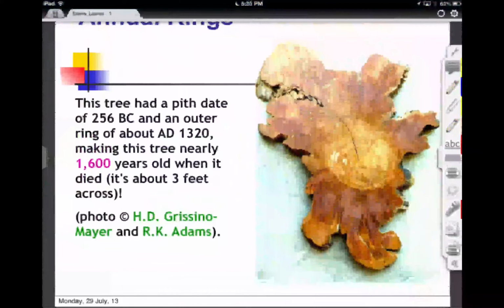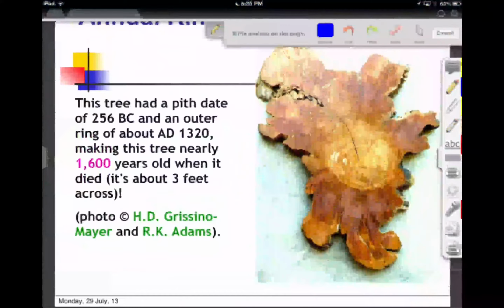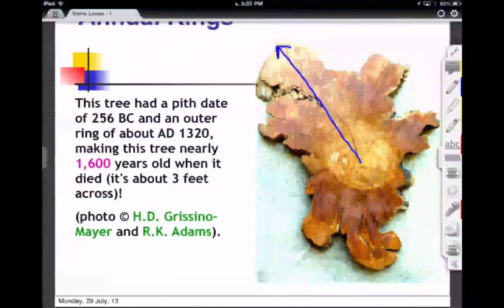Pretty neat when you look at tree rings. This tree here, 1600 years old, has definitely seen a bit of time. We're able to age it because if you go from its pith towards the outside with some careful attention to detail, you can figure out how old this tree is. It was 1600 years old when it died. Estimating the number of years, it goes back to basically 256 BC. That is unbelievable. A 1600-year-old tree.